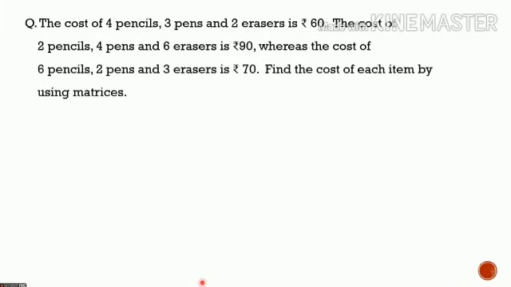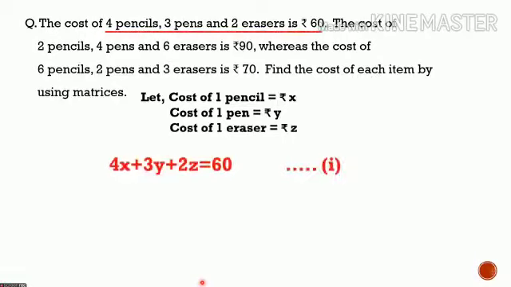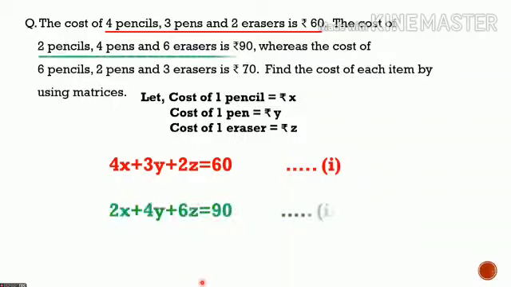Let's discuss one more problem, word problem. Here we consider cost of one pencil equal to rupees X, cost of one pen equal to rupees Y, cost of one eraser equal to rupees Z. Now using first condition, we get this equation. Using second condition, that is 2 pencils, 4 pens, 6 erasers is rupees 90, we get this second equation. And using the third condition, we get this third equation. So we got this system of equations and we want to solve this system of equation using inversion method.